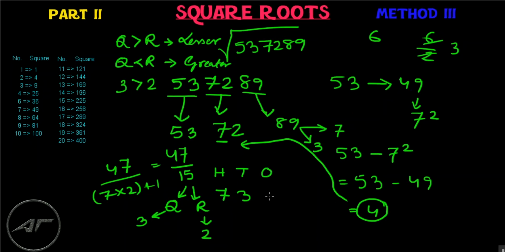Okay, here the quotient 3 is greater than 2, therefore the digit that will be placed at the ones place of the root is going to be 3. As quotient is greater than the remainder, we'll choose the lesser choice, that is 3, and it will be placed at the ones place of the root.